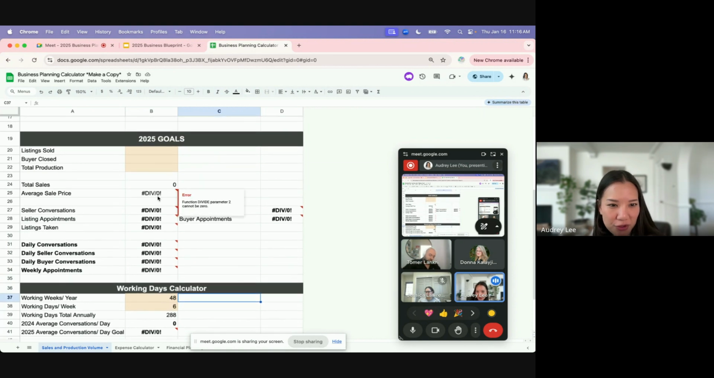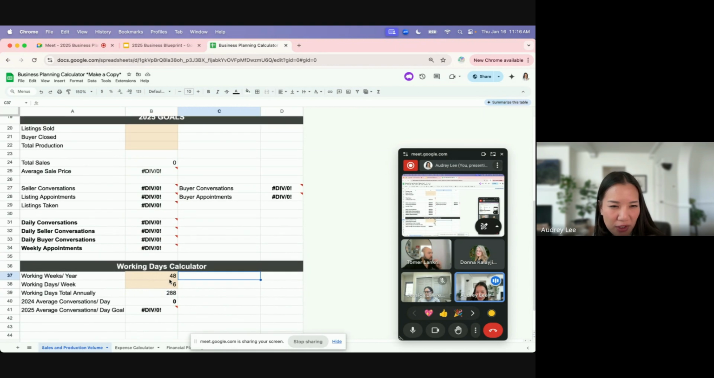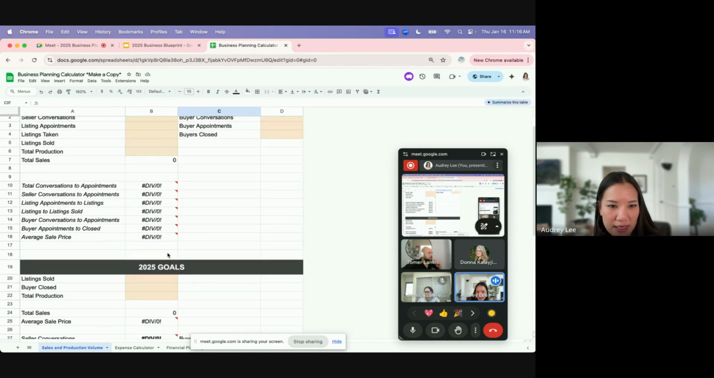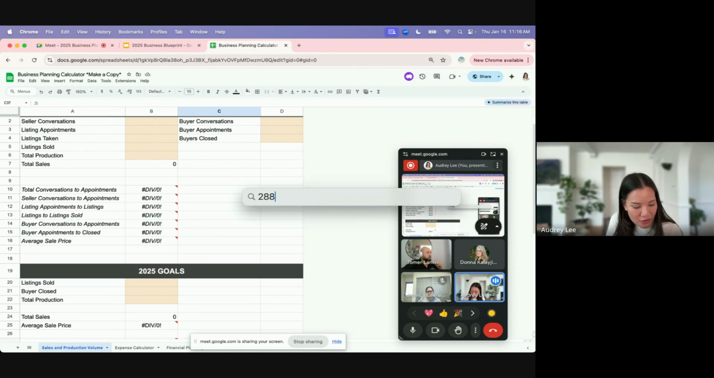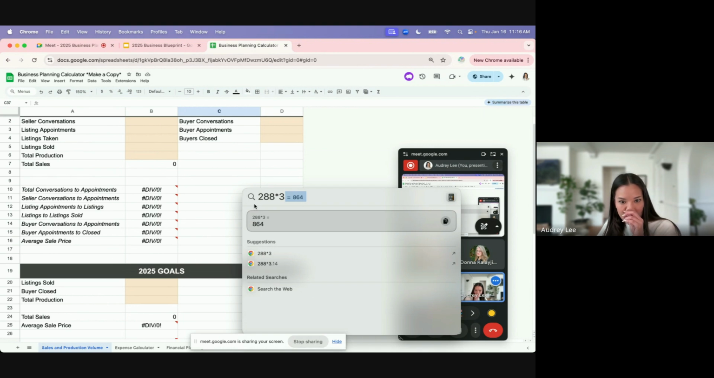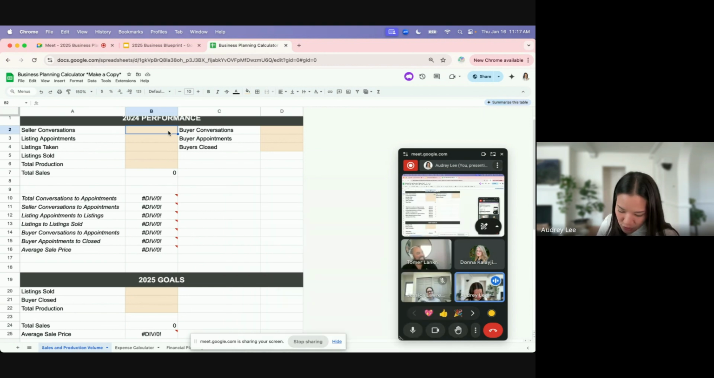For you, it's easy to know how many daily conversations, because that's going to be your 3. But again, this kind of helps us work backwards. And I know it's a little funny looking right now because we don't have the numbers input for the seller conversations. But if we're taking 288 and you are speaking to about 3 people, just for the sake of this calculator, to give you a roadmap, you're talking to about 864 folks a year. So let's say 432 on both.